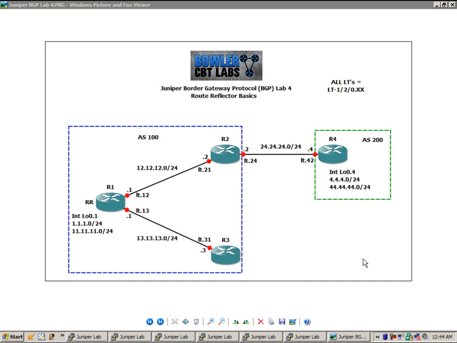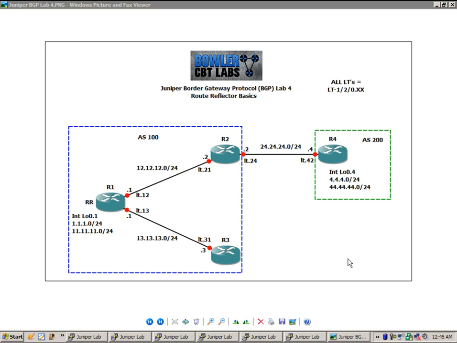In this lab, we're going to go over Route Reflector basics. So what I want to do is take a minute to talk about the basics of Route Reflectors, why you would use them, and what they help us accomplish within BGP.